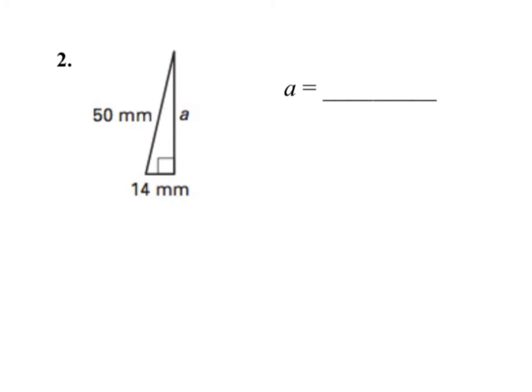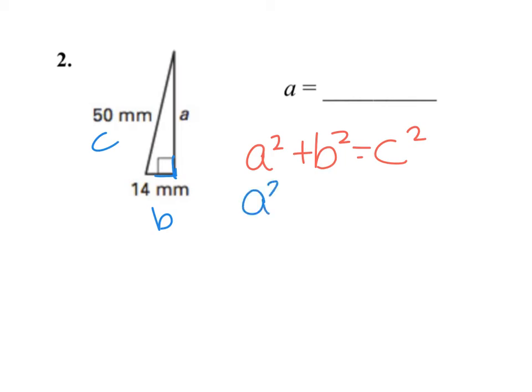All right, so let's go ahead and do it again. We're finding the missing side. Again, I'm going to put my A squared plus B squared is equal to C squared. Now I know my B is going to be on the bottom here. Again, the legs are the ones that form the right angle, so they're the ones that touch it. And then my C is going to be 50. So I don't know my A squared, but I do know my B squared, which is 14. I'm going to square that, and then I'm going to square my C, which is 50.